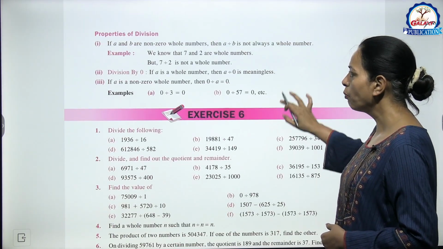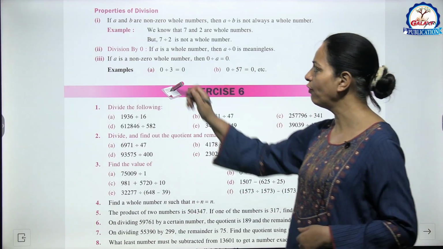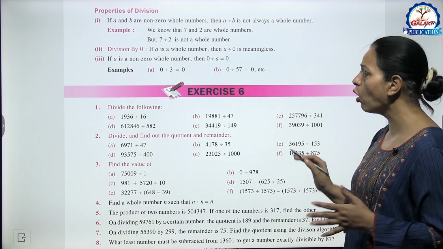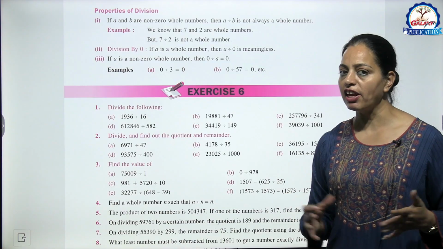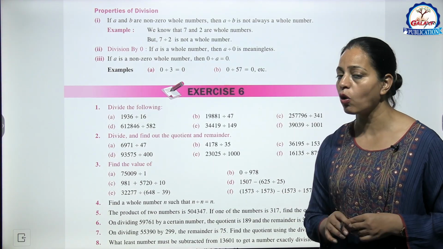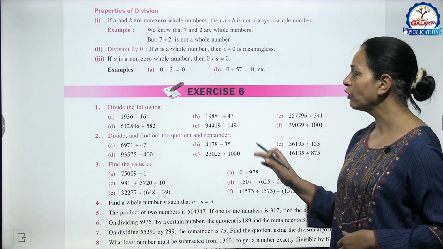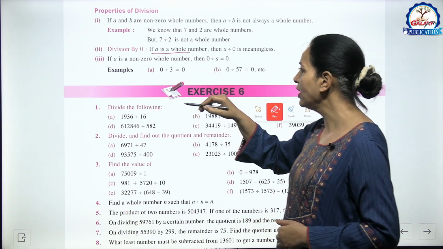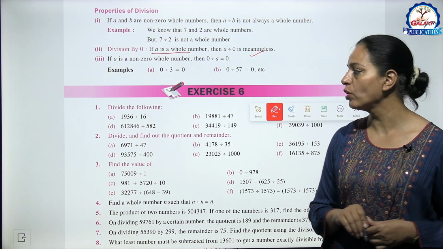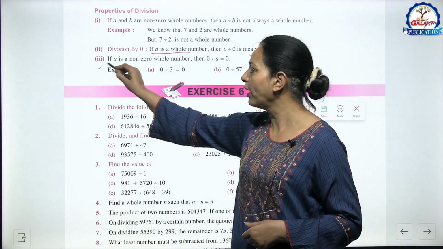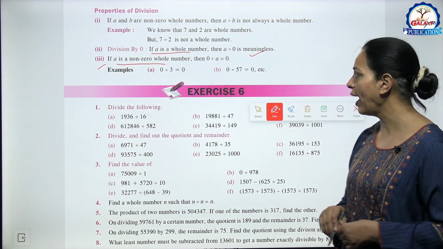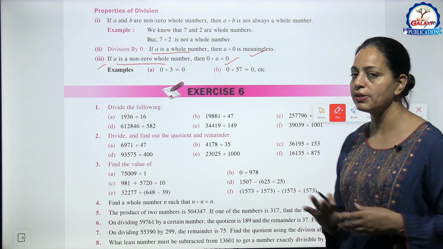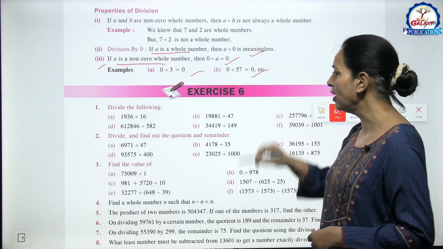Okay. So now properties of division. The first one, if A and B are non-zero whole numbers, then A divided by B is not always a whole number. Suppose 7 and 2, 7 divided by 2, this is not a whole number. Now the second one, division by 0. We can't divide any number by 0. If A is a whole number, then A divided by 0 is meaningless. Now the third one, if A is a non-zero whole number, then 0 divided by A is 0 only. If we divide 0 by any number, the answer would be 0.